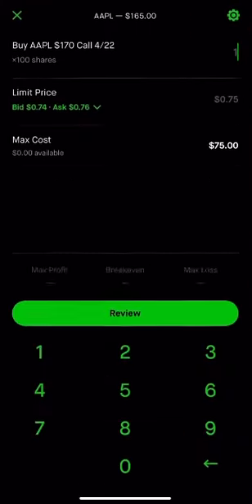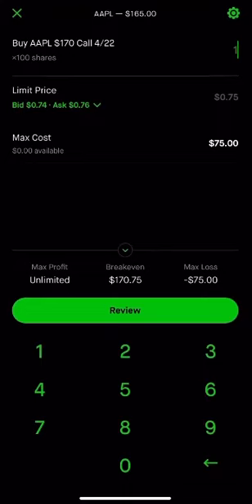If you click on it, one contract is the equivalent of 100 shares. So you're given the right to buy or sell 100 shares of Apple.